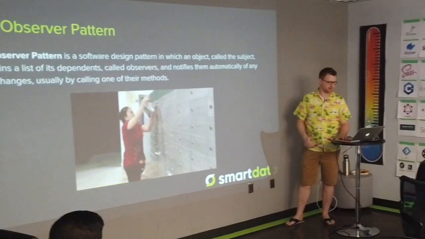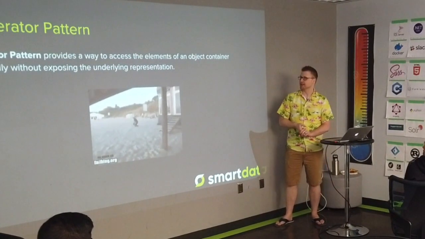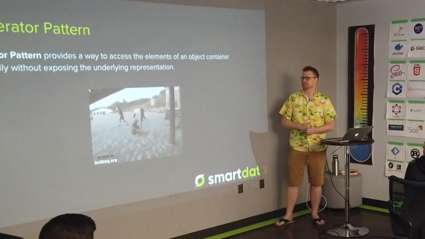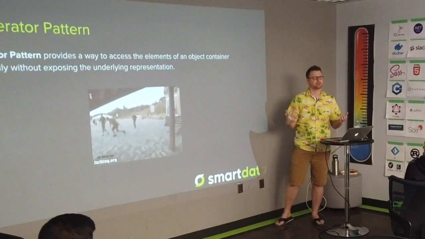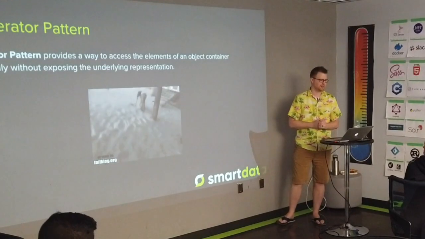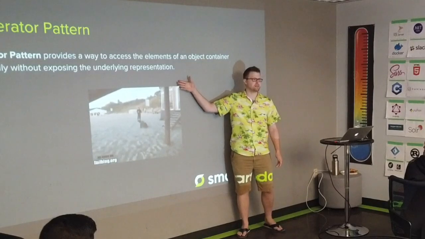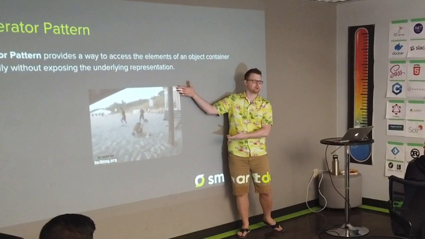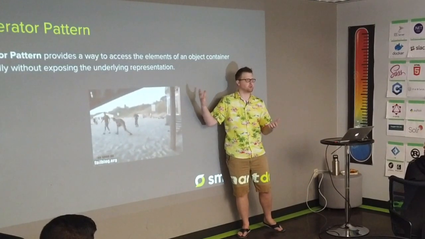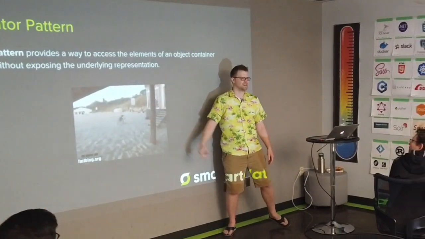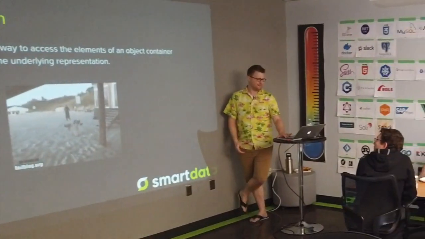Let's go to the iterator pattern next. The iterator pattern provides a way to access elements of an object container sequentially without exposing the underlying representation. So we don't know that these guys are dropping from a linked list. Maybe they're dropping from an array. Maybe they're dropping from some other weird data structure. It doesn't matter. All we know is we want them to come down one at a time. So that's the iterator pattern.